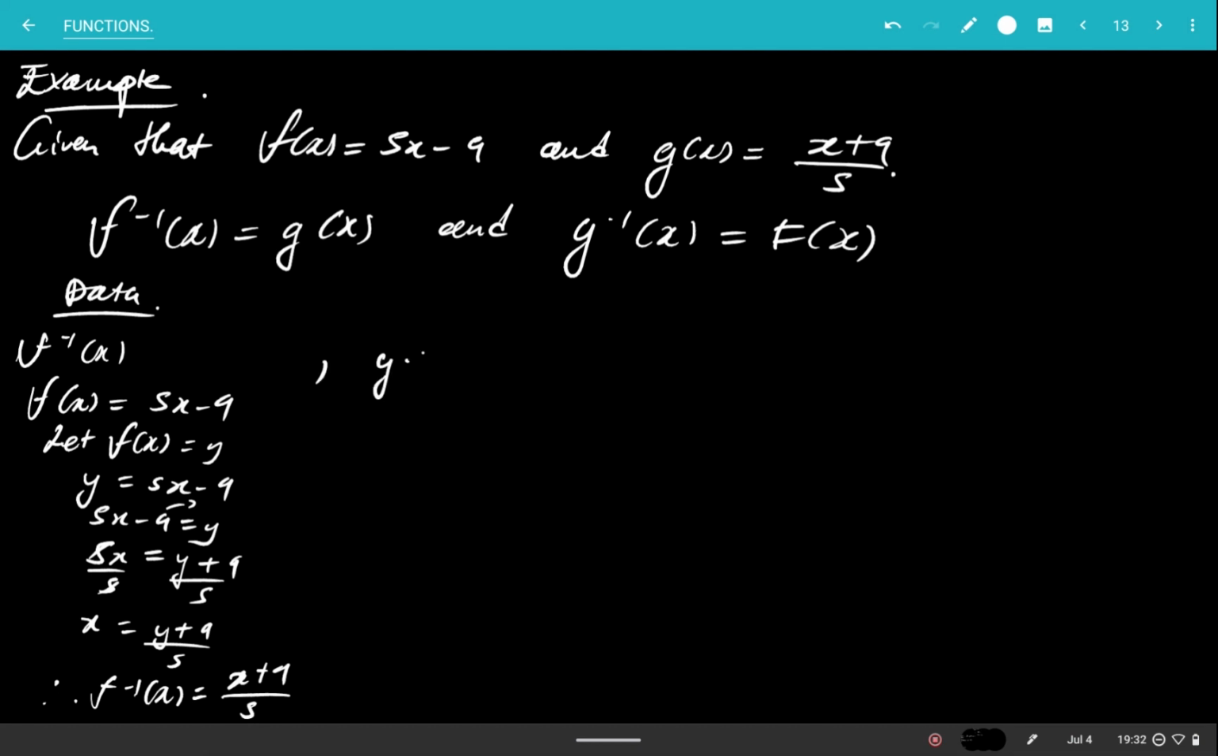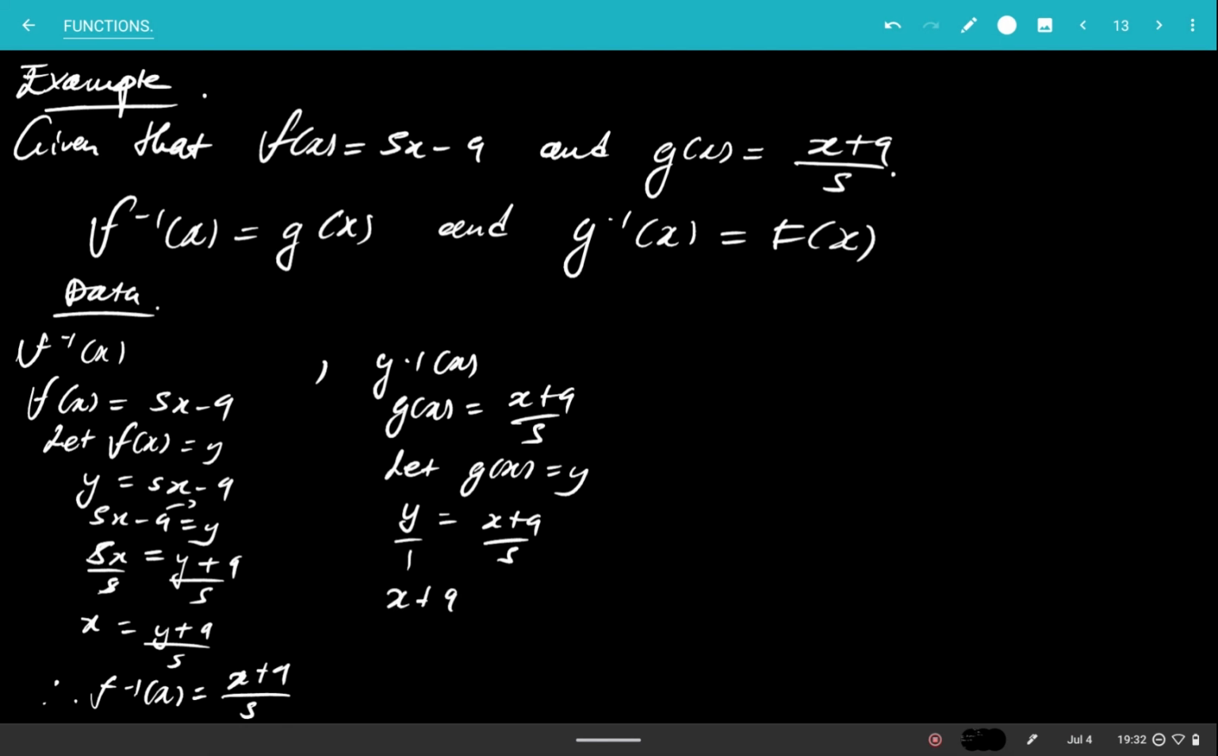Then we find g inverse of x. We have g of x being equal to (x plus 9) over 5. We let g of x equal to y. You have y being equal to (x plus 9) over 5. So for x, you say over 1, and you have x plus 9 being equal to 5y. This is x being equal to 5y minus 9. Therefore, you can say g inverse of x is equal to 5x minus 9.